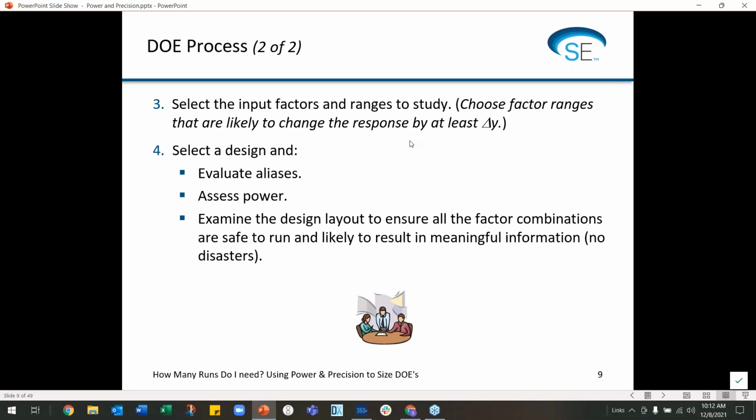So finally, based on all of that information, you can start choosing your design and look at things like aliasing and power. And of course, make sure that all your factor combinations are safe and are going to give you some meaningful information.